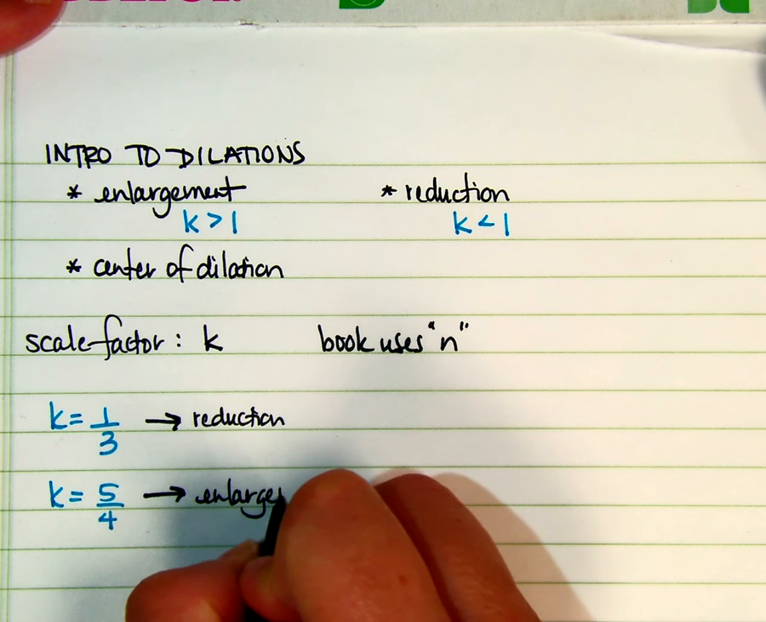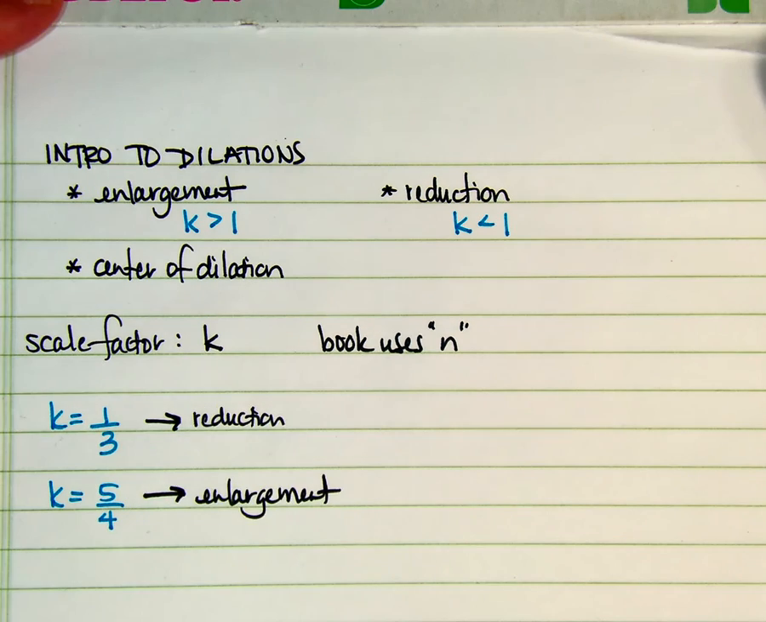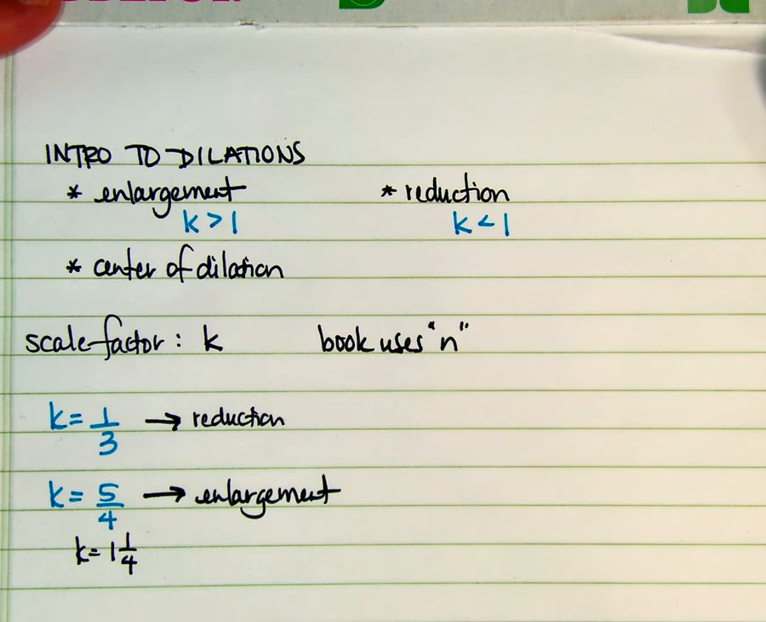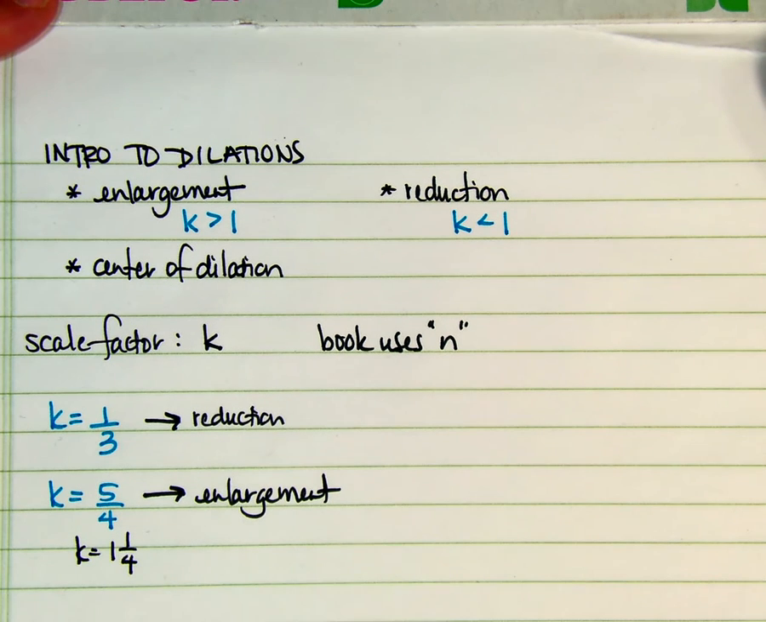A lot of people will look at this and say, hey, it's a fraction, so it has to be less than 1. But it's 5/4. This is the same thing as 1 1/4, which means that it's greater than 1, so it is an enlargement. When we talk about scale factor, a lot of times you'll see it in either decimal form or fraction form.